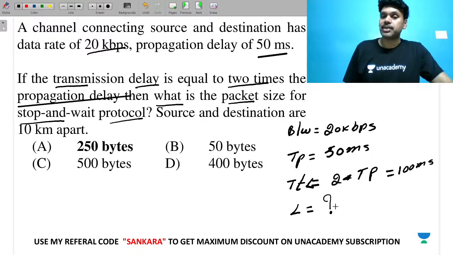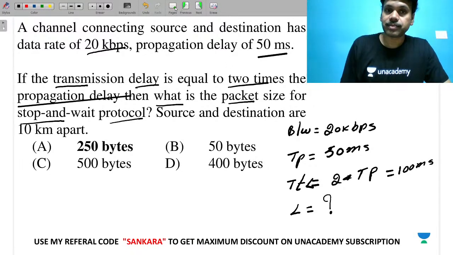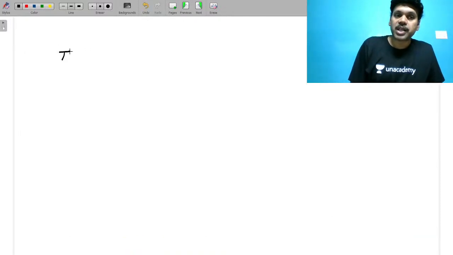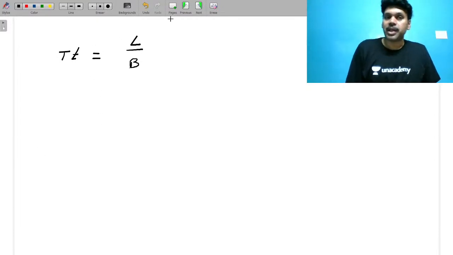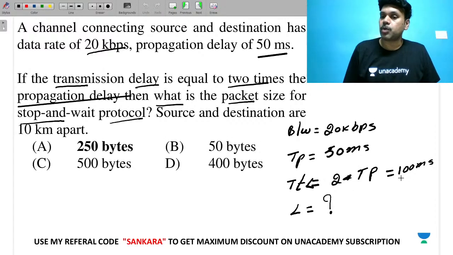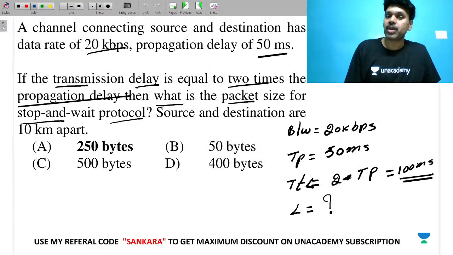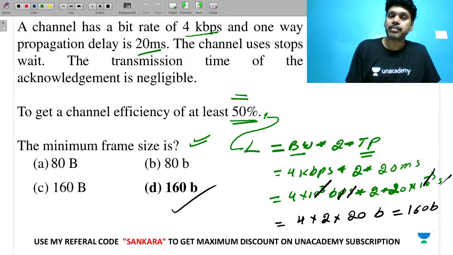Let us check like this. First of all, let me tell you what your Tt is. Your Tt is L by B. Tt is already mentioned, double of your Tp, which is nothing but 100 ms. I don't know the L value, but I know the bandwidth. What is your bandwidth? 20 kbps is your bandwidth.